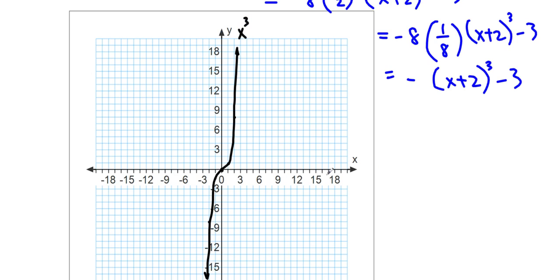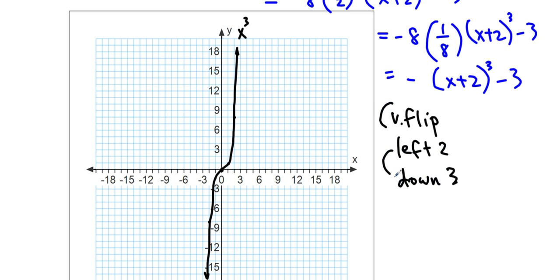So that's why I have 1s, even though I know that I'm not going to use that much to the left and to the right. And so the transformations here are, we've got a vertical flip, we've got to go left 2, and then we're going to go down 3. So we're going to do this one first, and then we'll do these two together. I'm going to do this in blue, and then I guess I'll do the last one in red or whatever.